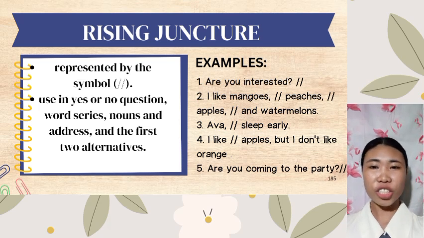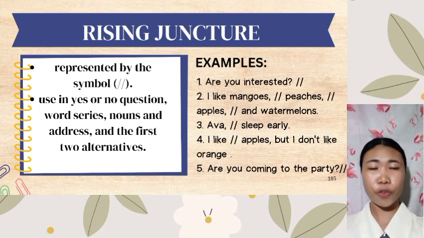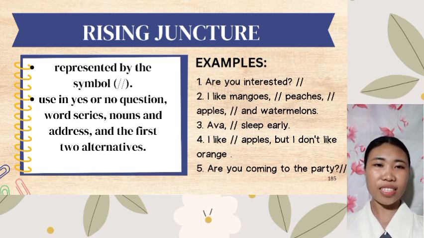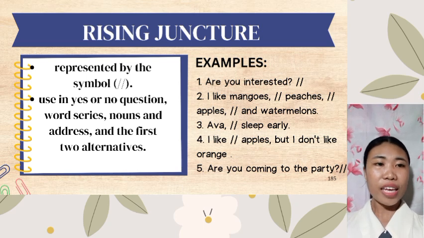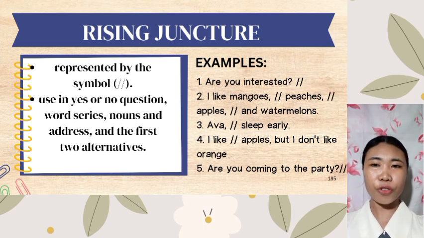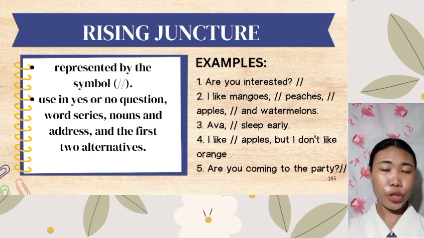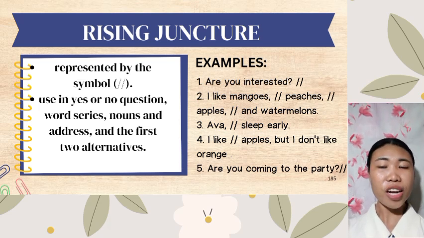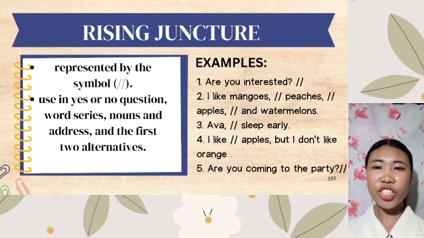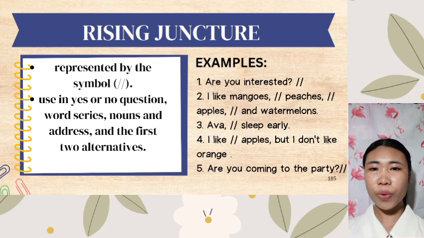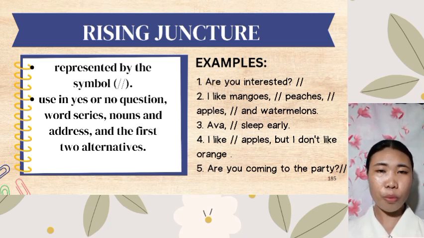The rising juncture here is after each fruit in the list, creating a sense of rhythm and flow, emphasizing the variety of fruits. Example number 3, Ava, sleep early. The rising juncture here is after the word Ava, indicates that the speaker is addressing someone directly.